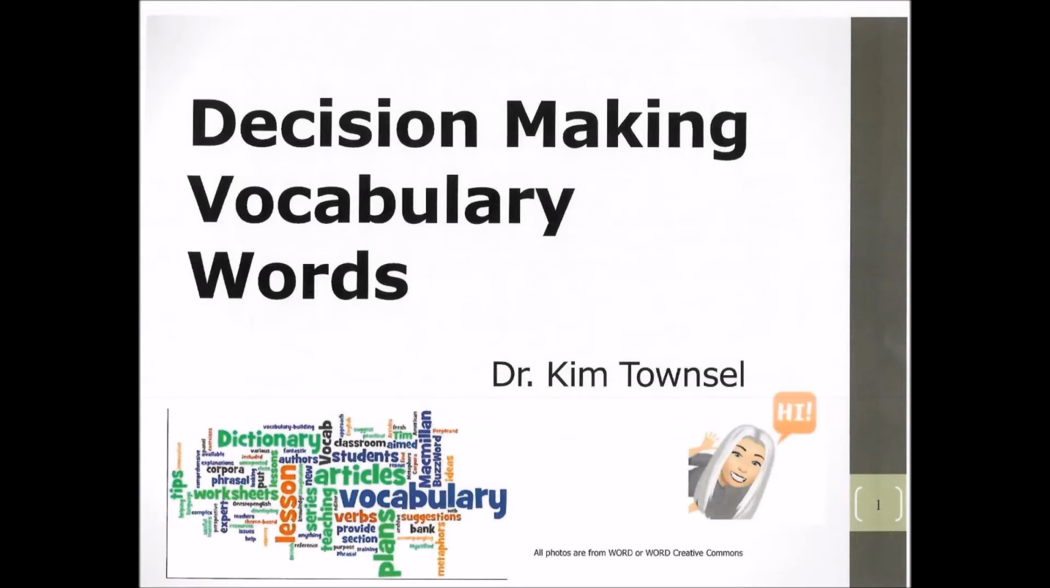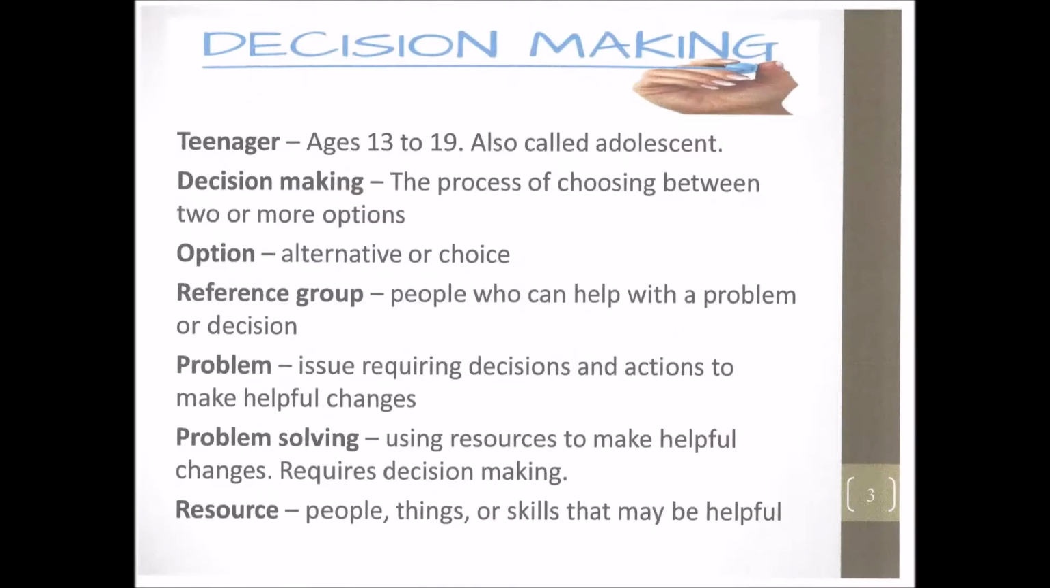Decision-making vocabulary words, prepared by Dr. Kim Townsell. Decision-making. A teenager is someone who is the ages 13 to 19 and may also be called an adolescent.